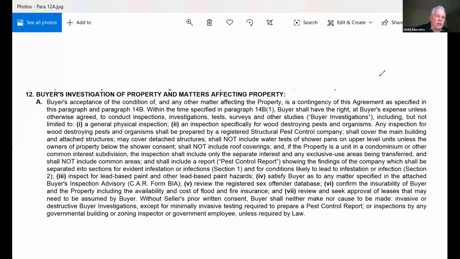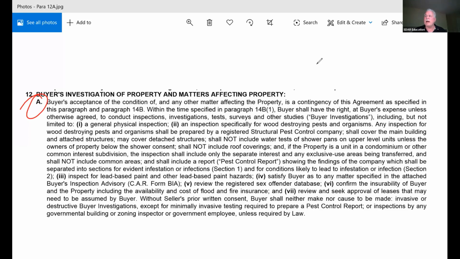A is such a long sentence. Let's take a look at it. Okay. So buyer's acceptance of the condition of and any other matter affecting the property is a contingency of this agreement as specified in this paragraph and again up in paragraph 14B. Remember, 14B are my time periods for the buyer. Buyer side is B, seller side is A, okay?